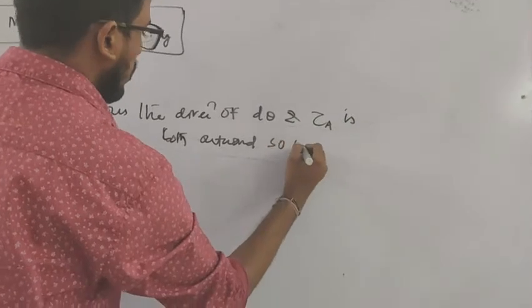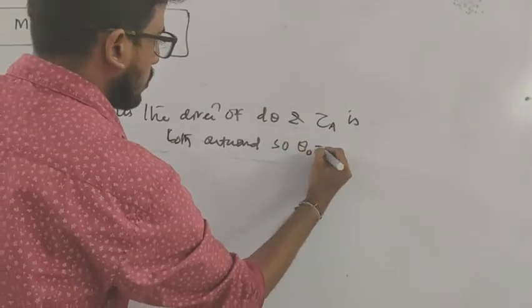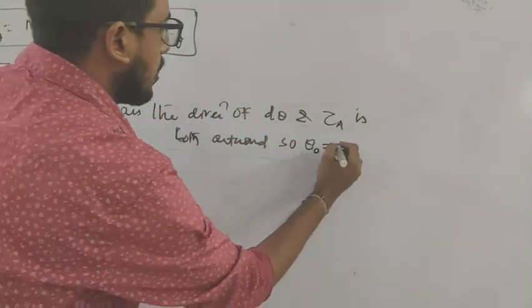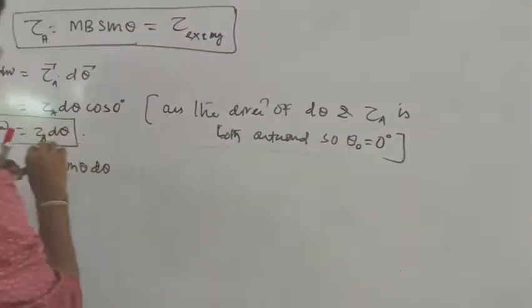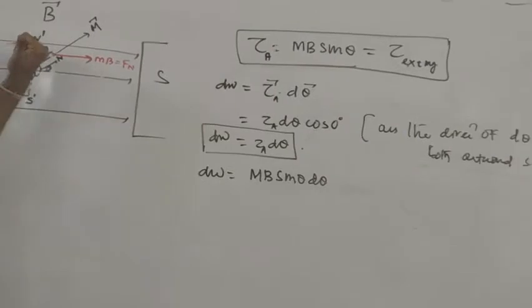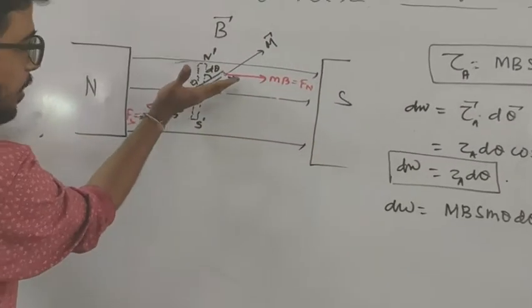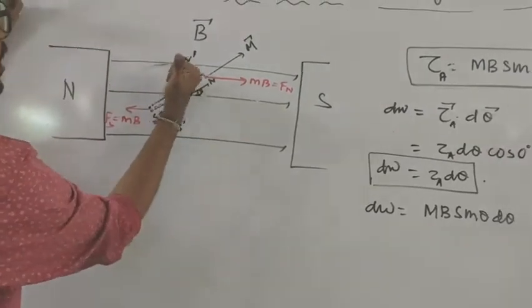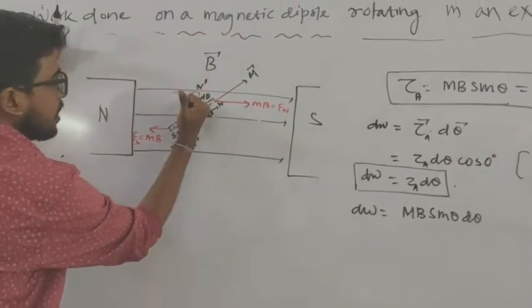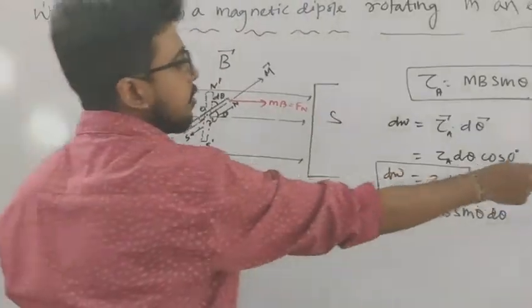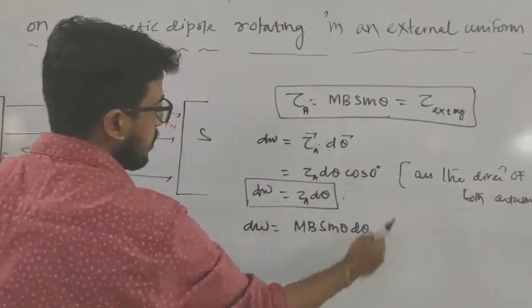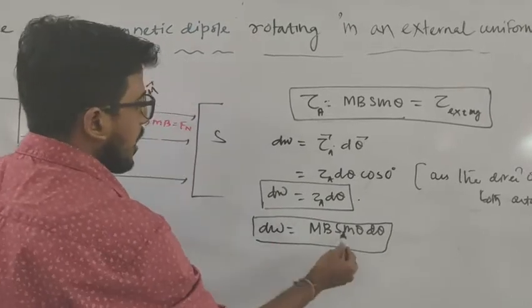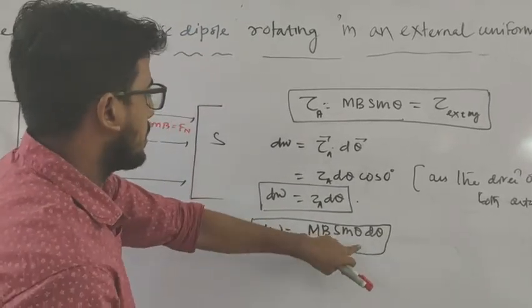So the angle between the angular displacement and torque is how much? 0 degree. As we look at this, the outward will be the angular displacement and we are applying the external torque along this direction because we want to rotate like this. The direction of torque will be outward. So both are outward, so the angle theta will be 0. So this will be the amount of work done by rotating the dipole by an amount d theta.